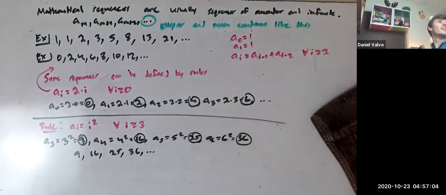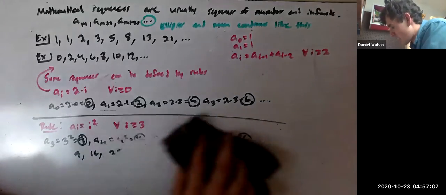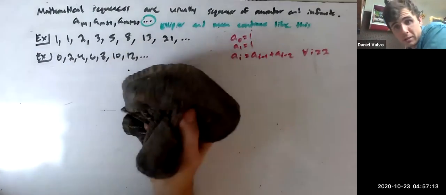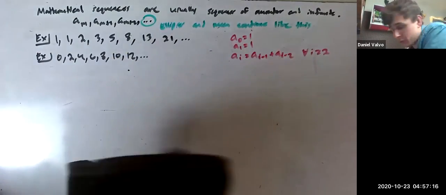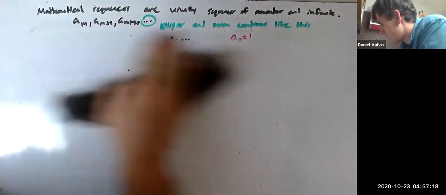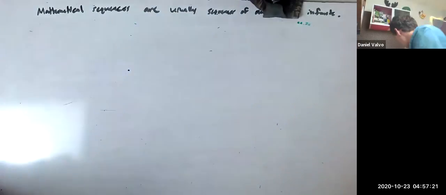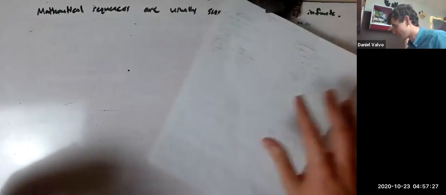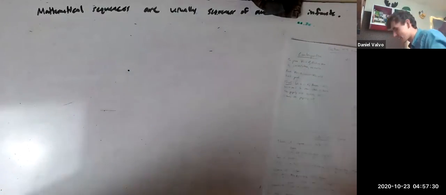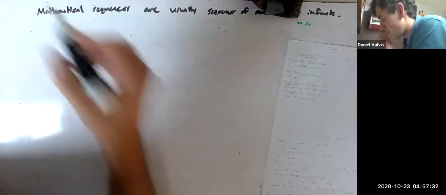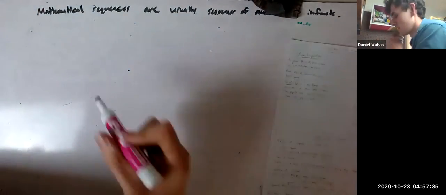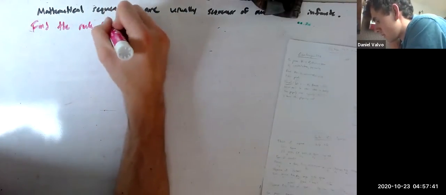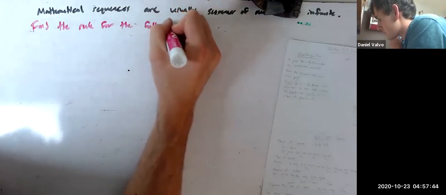So I think this makes sense. We can use rules to define sequences, but also we can take a sequence that we know of and make a rule for it. So let's try that real quick in the last couple minutes of class, and then we'll all go home and have a good weekend. Or a good Friday, whatever you guys do. So, let's have an example. I'll say find the rule for the following sequences.